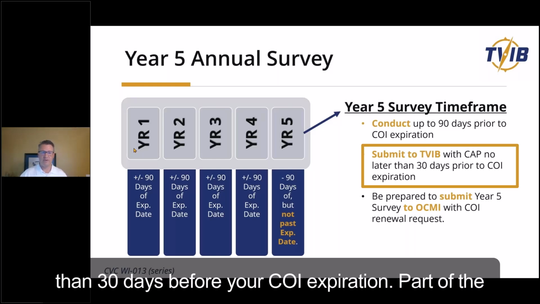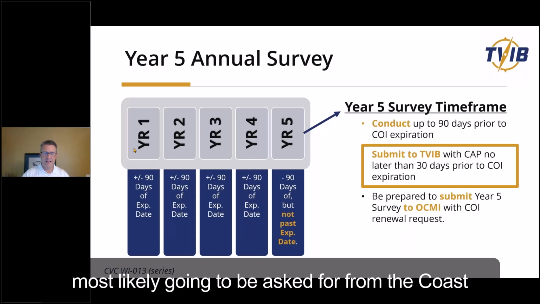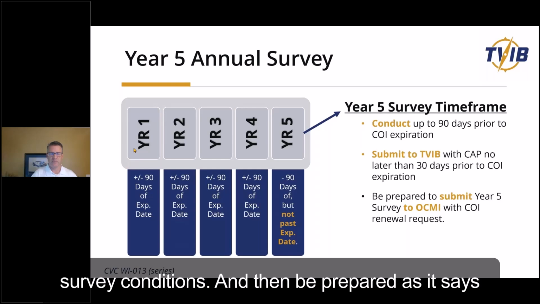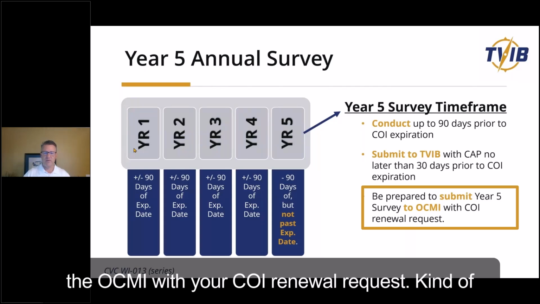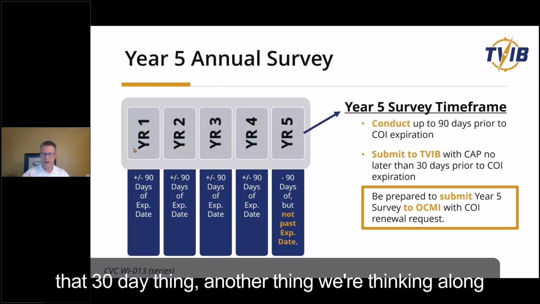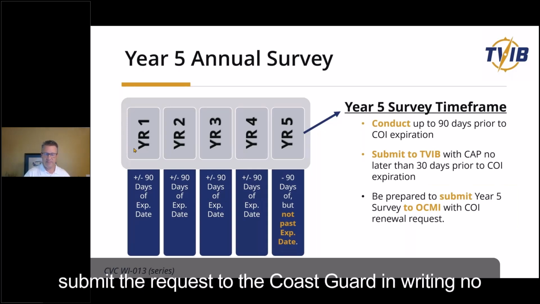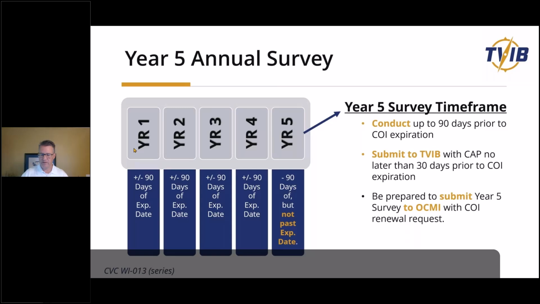before your COI expiration. And part of the reason for that is because this year 5 survey is most likely going to be asked for from the Coast Guard, so they can get a current look at your vessel survey conditions. And then be prepared, as it says there at the bottom, to submit your year 5 survey to the OCMI with your COI renewal request. Kind of that 30-day thing, and other things we're thinking along that line is, remember, that's when you have to submit the request to the Coast Guard in writing no sooner than that, the FCG 3752.